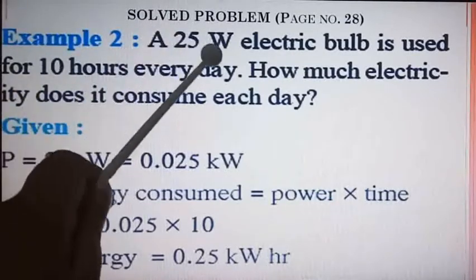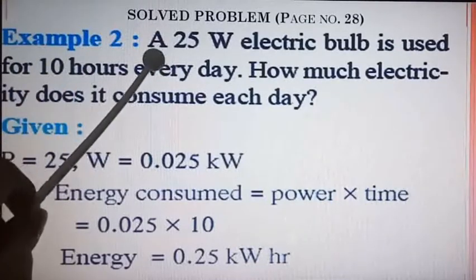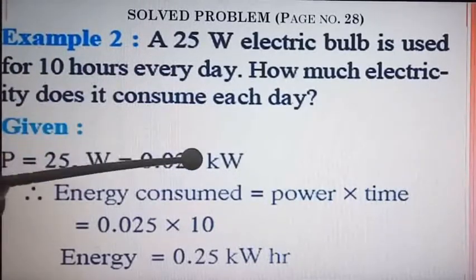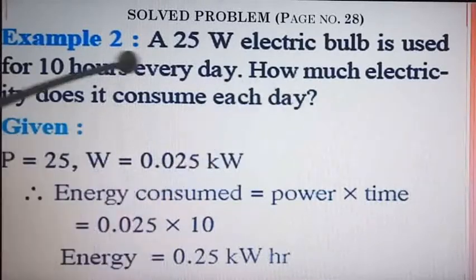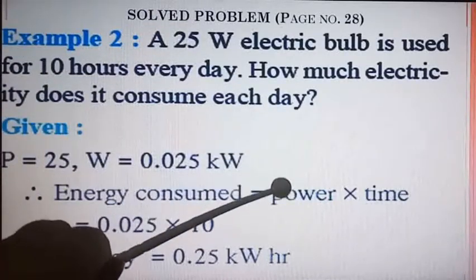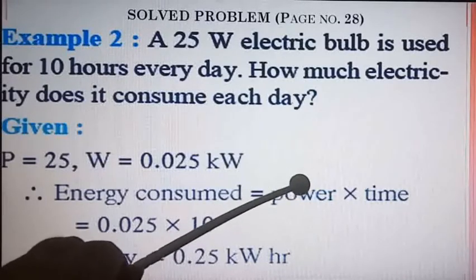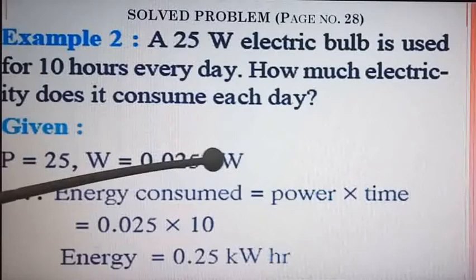A 25 watt electric bulb. So power is 25 watt for 10 hours every day. So what is time? 10 hours. So this watt you have to convert into kilowatt because they have asked how much electricity does it consume each day. So the amount of energy consumed. So you know power is work done upon time. So if you want the amount of energy, power is equal to work upon time.